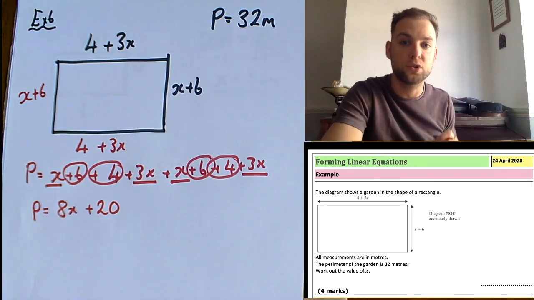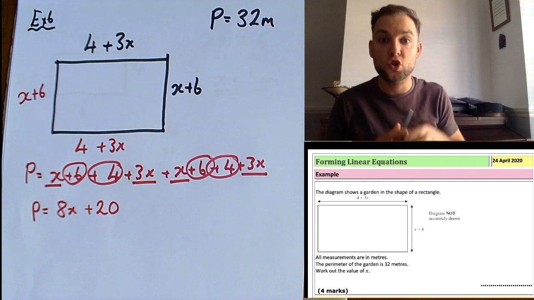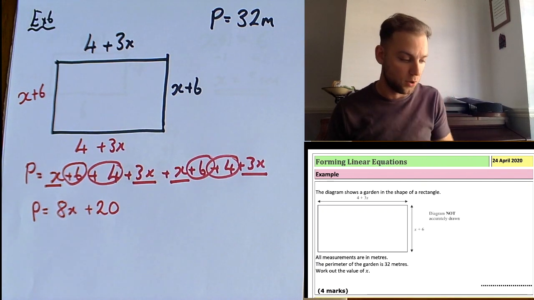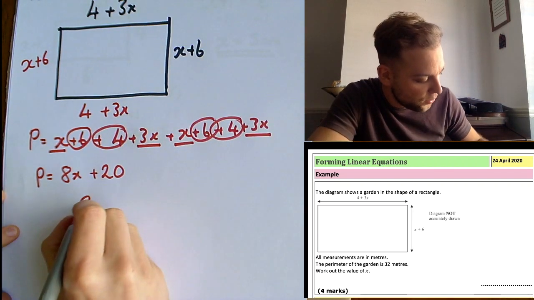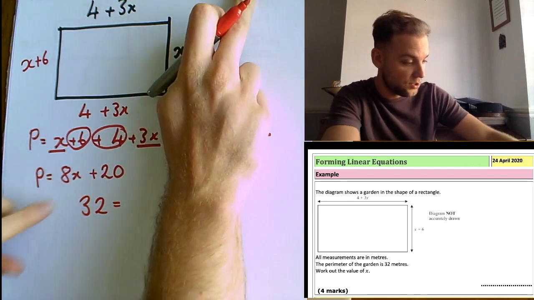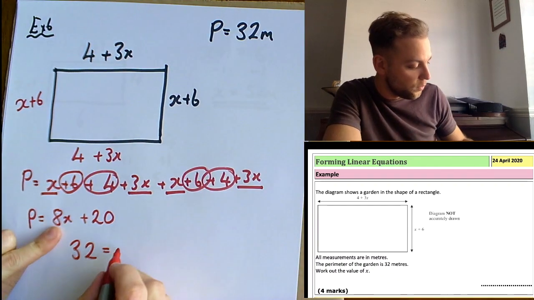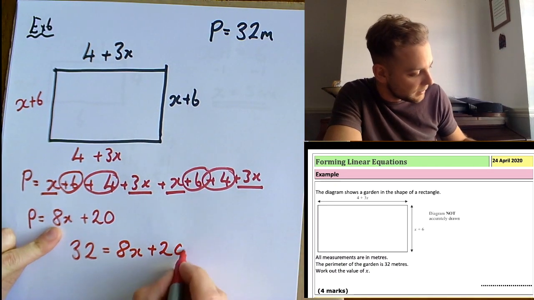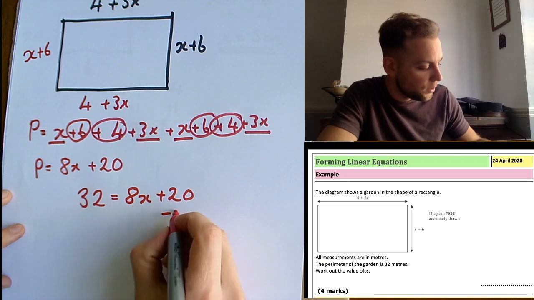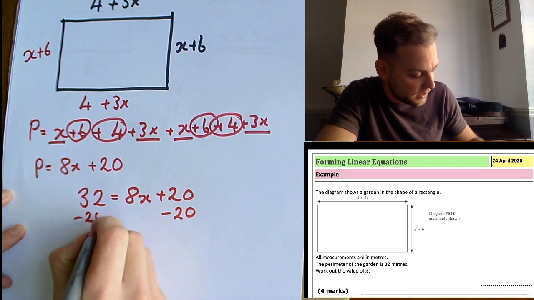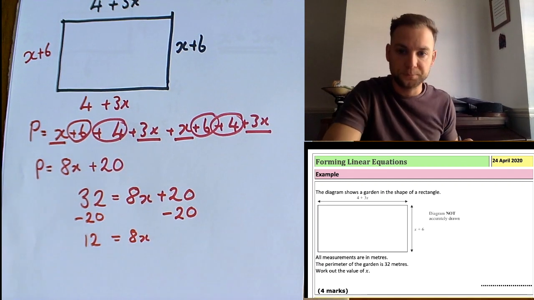So now we have the perimeter in two different parts. We've got the perimeter, which is equal to 32 in metres, and I've got the perimeter in terms of x. So what I'm going to do, to solve to find x, remember solve means find the unknown, I need to form this equation, and then I can solve it. So here I've got 32 is equal to, so these are both equal to the perimeter. So 32 here is equal to 8x plus 20. And then I've got my equation. So now I can solve this. So the first thing I'm going to do is minus 20 minus 20. So when I do that, 32 minus 20 is equal to 12, is equal to 8x.